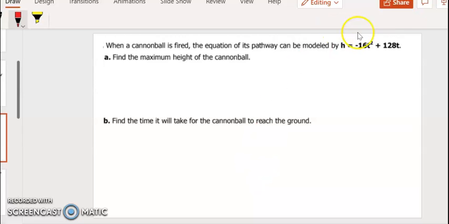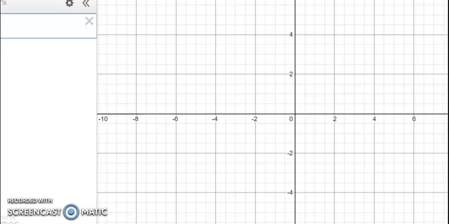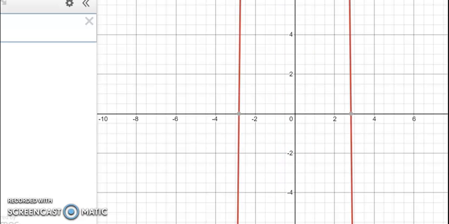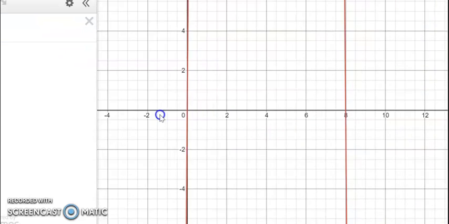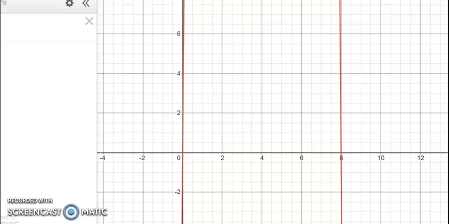So we're going to graph this equation. So we're going to go to Desmos, and we're going to type it in. Now, instead of using t, we are going to use x because the computer only recognizes x as our axis. Okay? Now, I graphed it, but you can see, kind of hard to see my graph. Let me change the color.